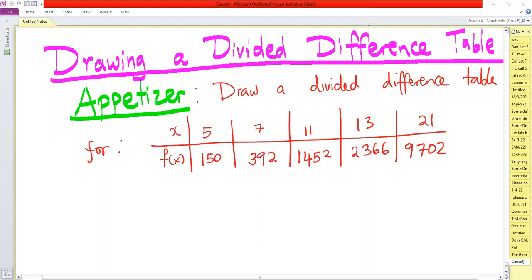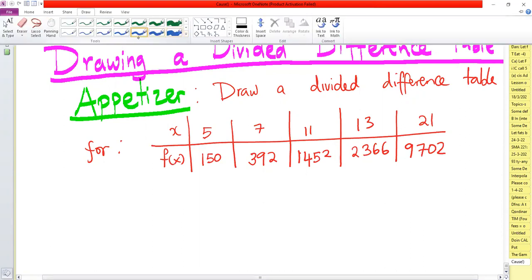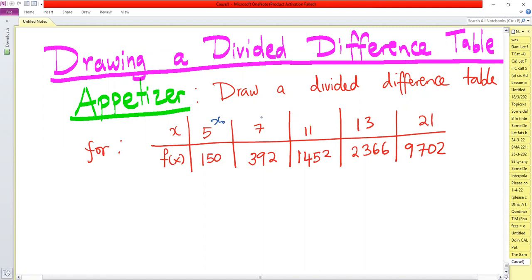So welcome back. In this session, we demonstrate how to draw a divided difference table. I've been given some values of x and some values of the function. This will form our x0, this will be our x1, this will be our x2, x3, and then this will be our x4. So this will be f0, f1, f2, f3, and f4.